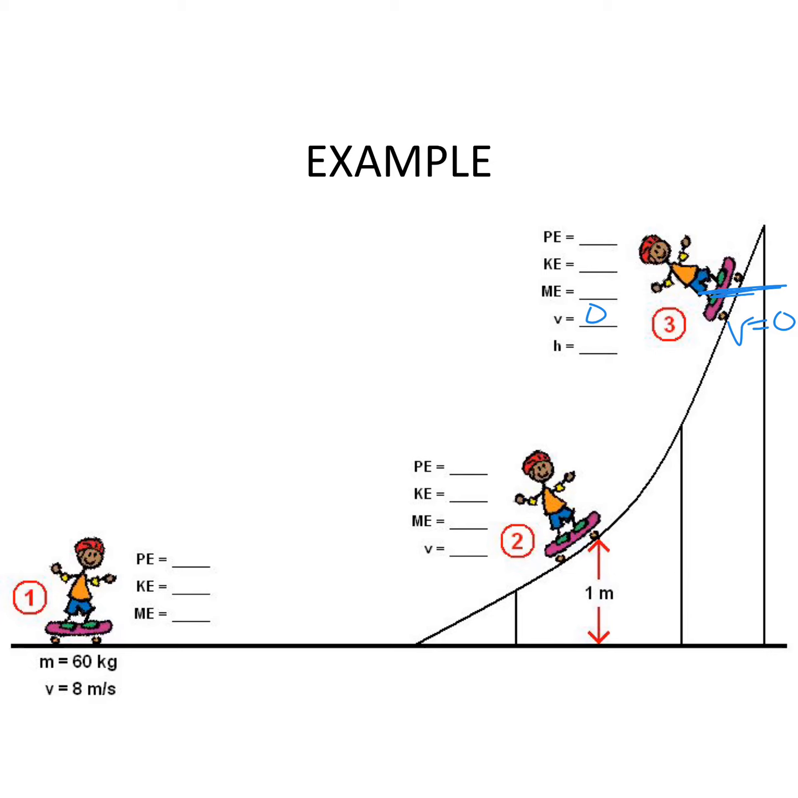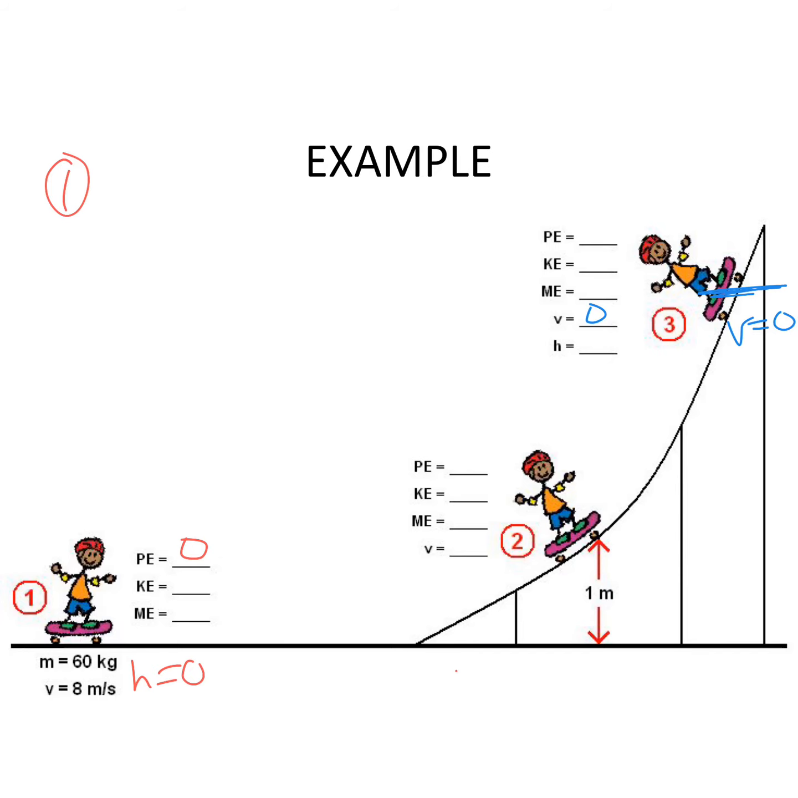Okay, so what I'm going to do is color coordinate this. Everything I do for the first position I'm going to do in red, and all the information I know from the first position I'm going to write in red. So we know the mass of the rider is 60 kilograms. We know they're going at 8 meters per second. We know our height here at the very beginning is 0. They're on the ground. So what we know is the potential energy at the very beginning is 0.